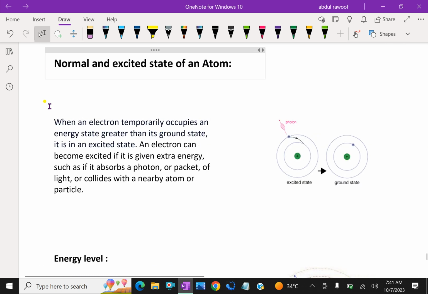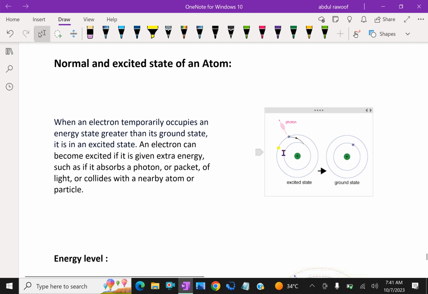Now, the next concept is the normal and excited state of an atom. When an electron temporarily occupies an energy state greater than its ground state, it is an excited state. That means it is not in the first state. Other than the first state, it is called an excited state. An electron can become excited if it is given extra energy, such as if it absorbs a photon or packet of light, or collides with nearby atoms or particles.